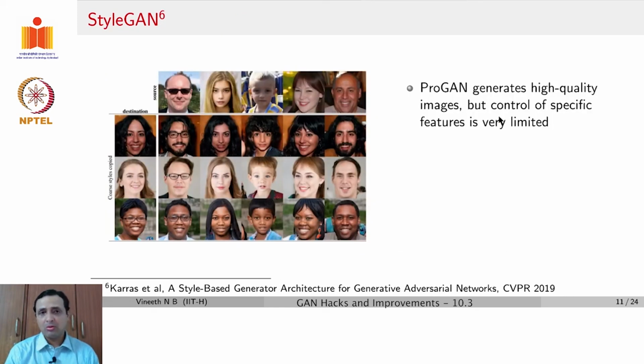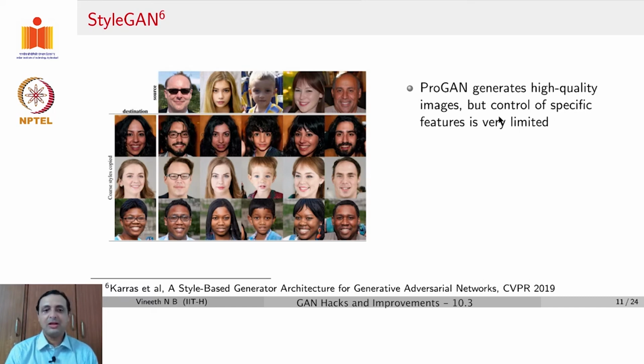A third, more recent improvement of GAN is known as StyleGAN, published in CVPR of 2019. This looks at progressive GAN, which is also known as ProGAN, which generates high quality images but does not give the capability to control specific features in the generation. For example, it's difficult to use a progressive GAN and say that you'd like to take an image and add a certain color or change a particular attribute in the image.